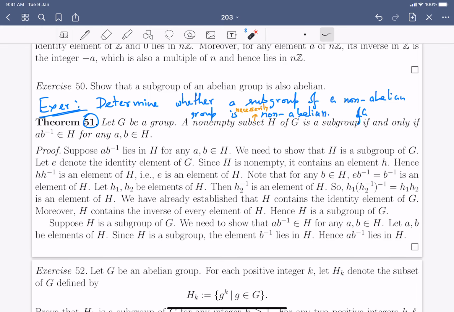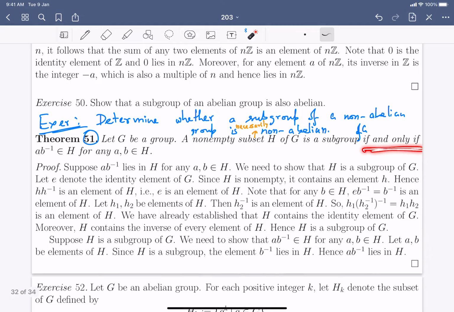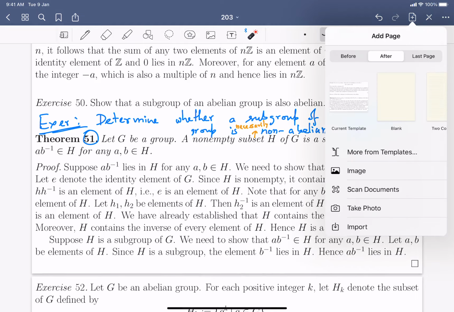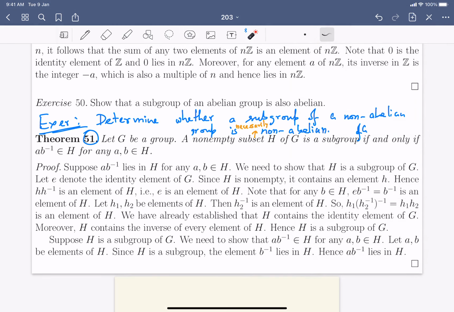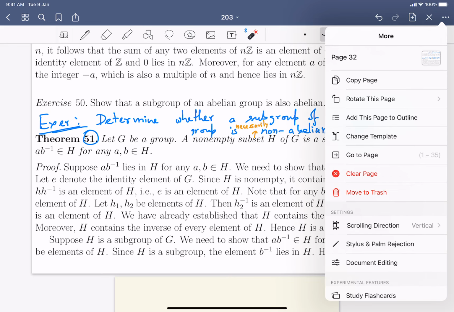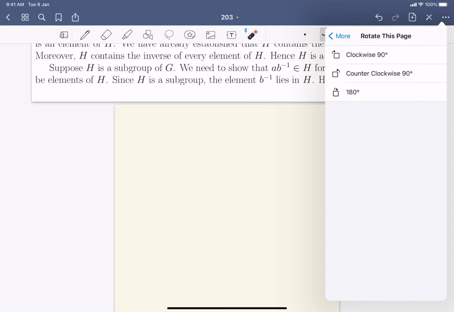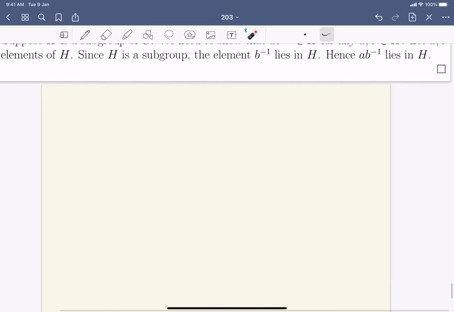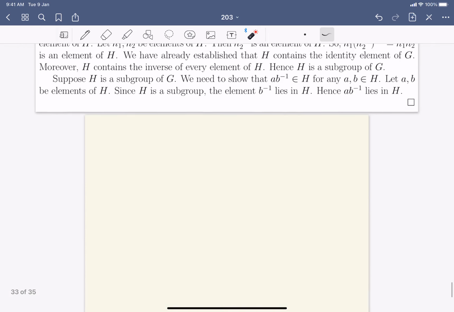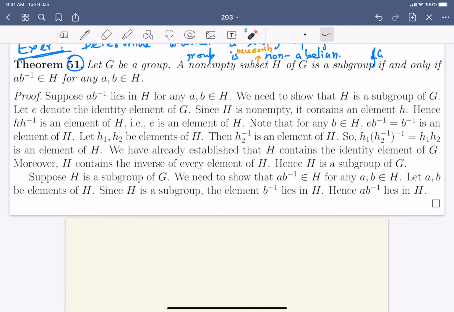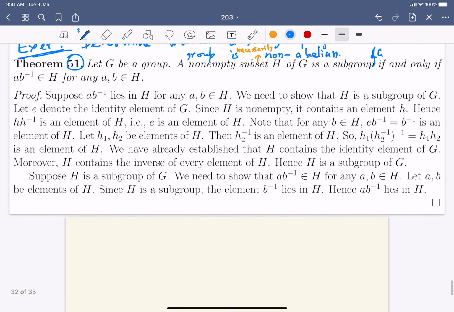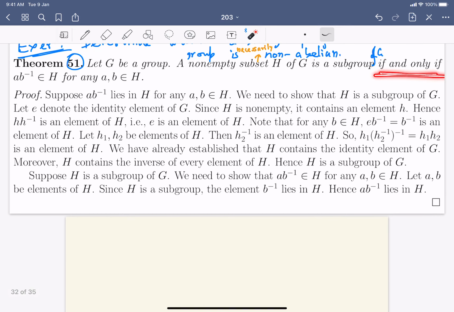So there is something that I need to explain. So what do you mean by if and only if? Yeah, so this says that a non-empty subset H of a group G is a subgroup of G if and only if ab inverse lies inside H for any choice of a, b inside H.